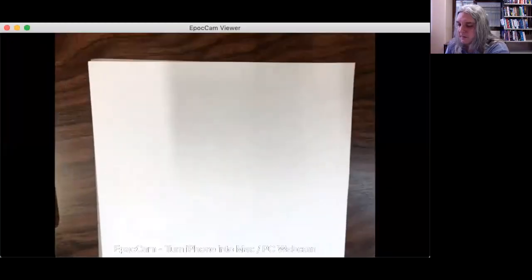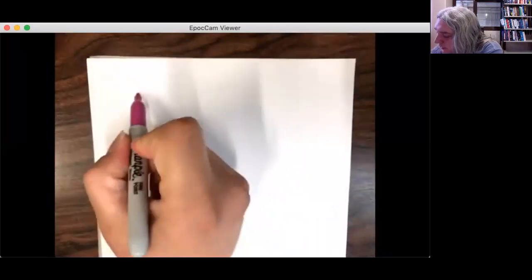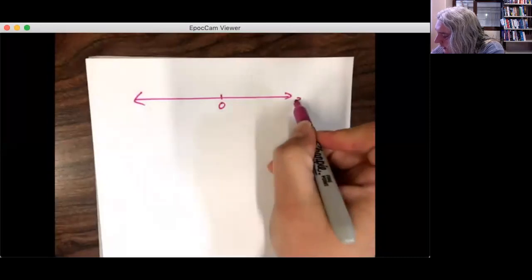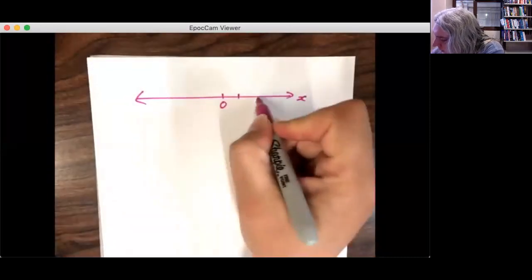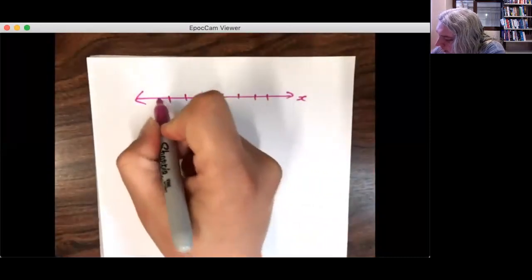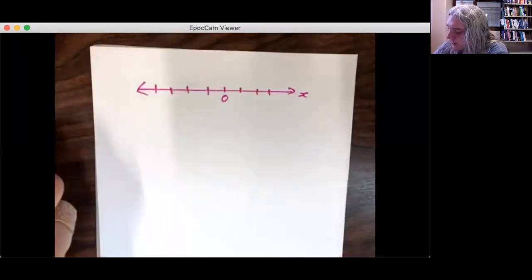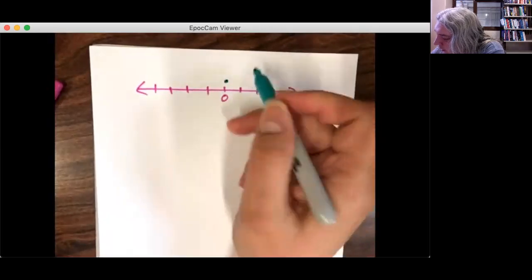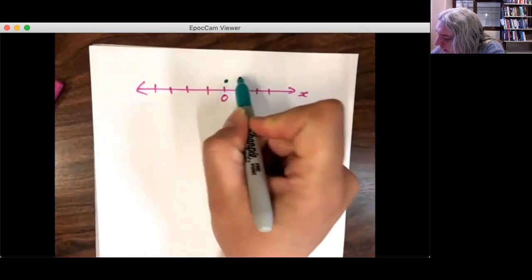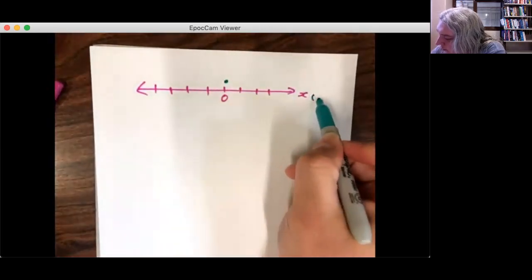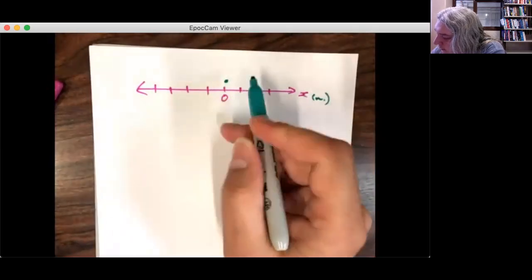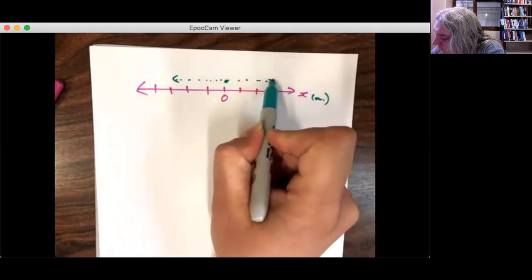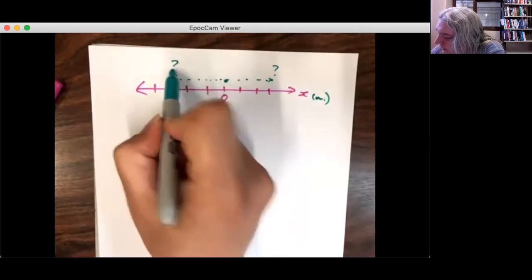So if we've got one-dimensional motion, then all we've got is this. Here's our origin, here's our X-axis, and we've just got the one axis. If I tell you that something has moved 3 meters, then it could have gone this way, or it could have gone this way. And so we don't know which of these it is.